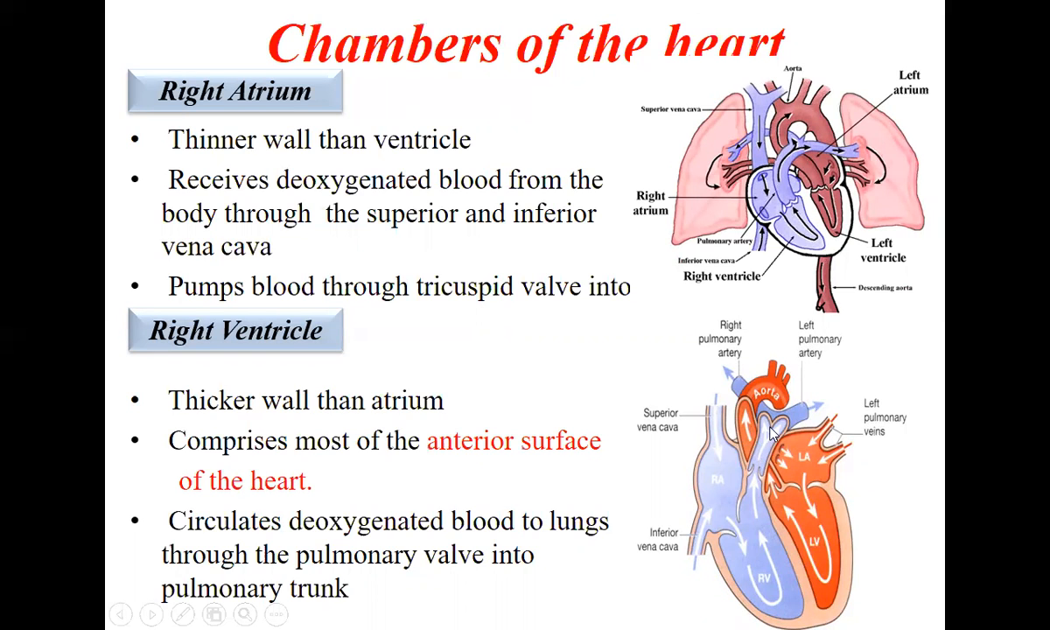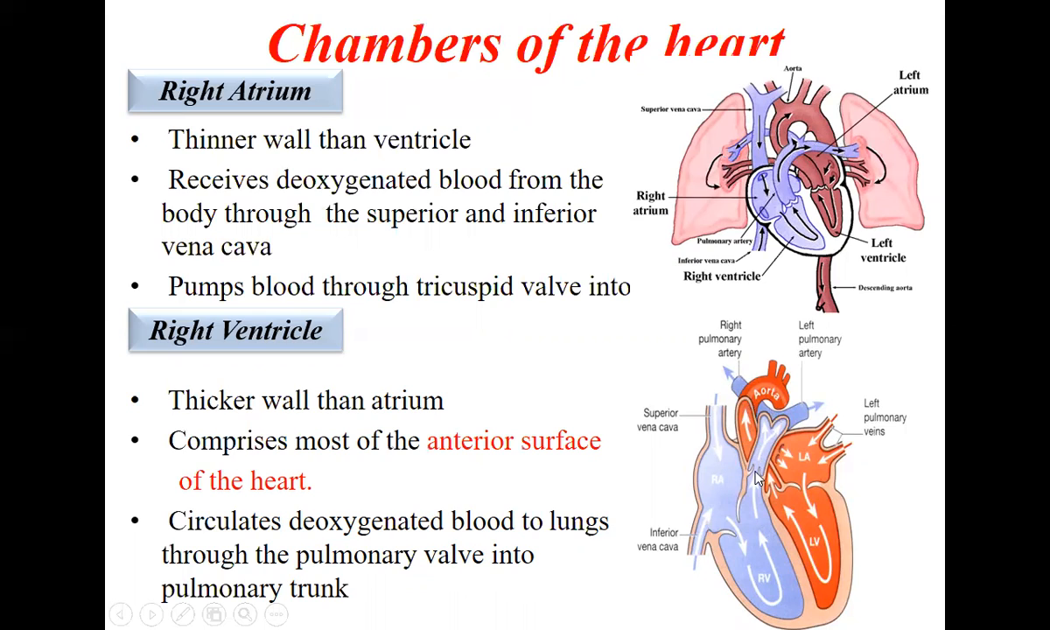This is called the pulmonary trunk, which will divide into the right and left pulmonary arteries. So if you see here, the pulmonary trunk divides into right and left. It will push the blood into the lungs for oxygenation. So now this impure blood goes and gets oxygen from the lungs. Okay, so it circulates deoxygenated blood to the lungs through the pulmonary valve.